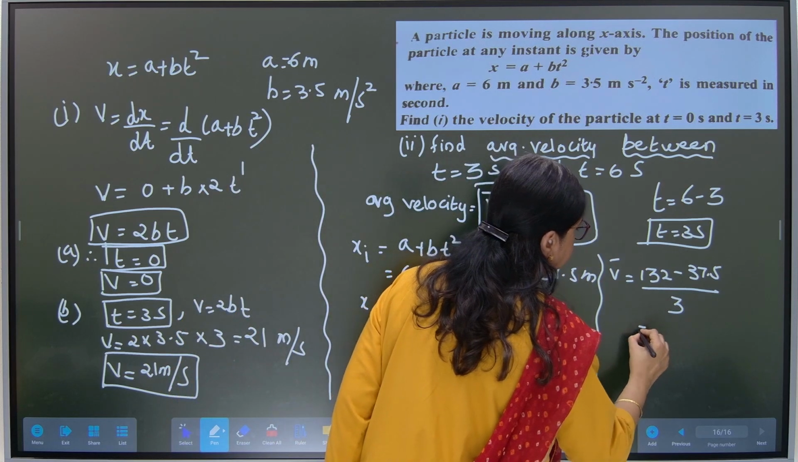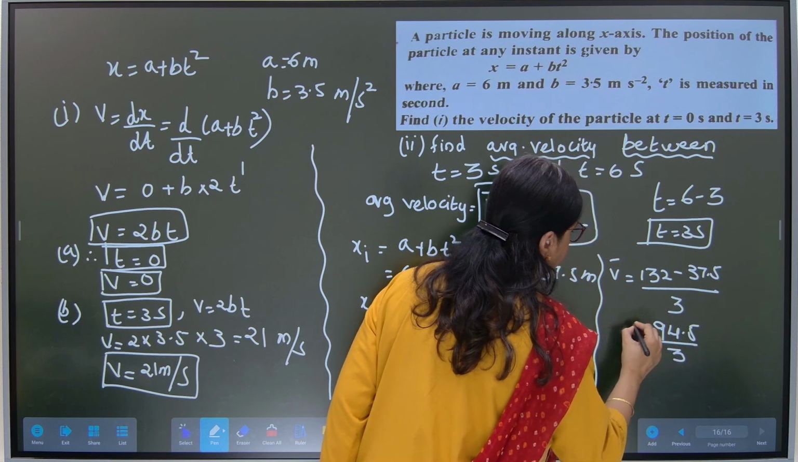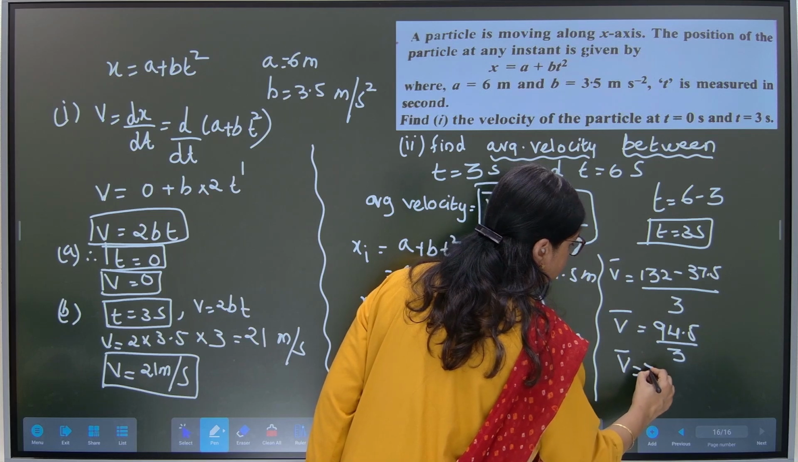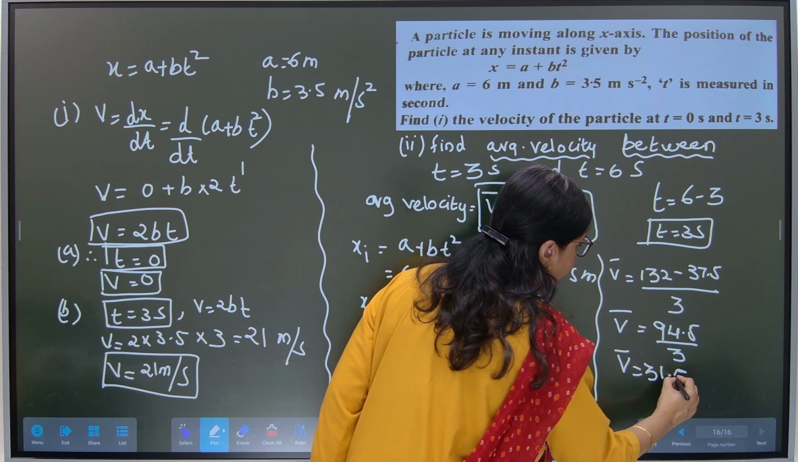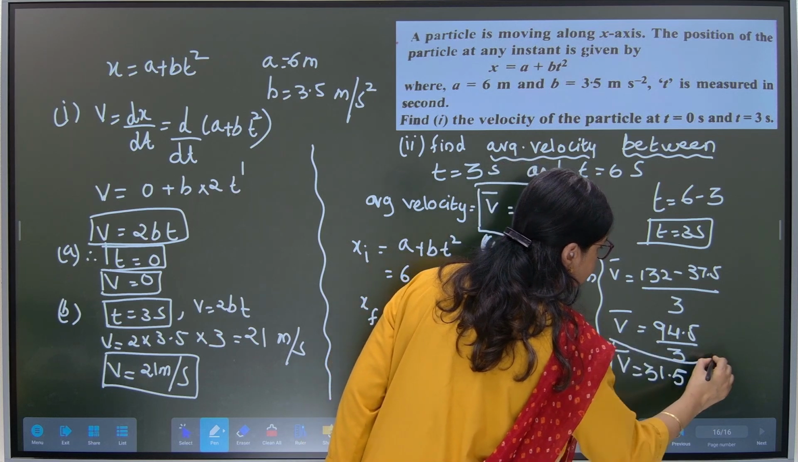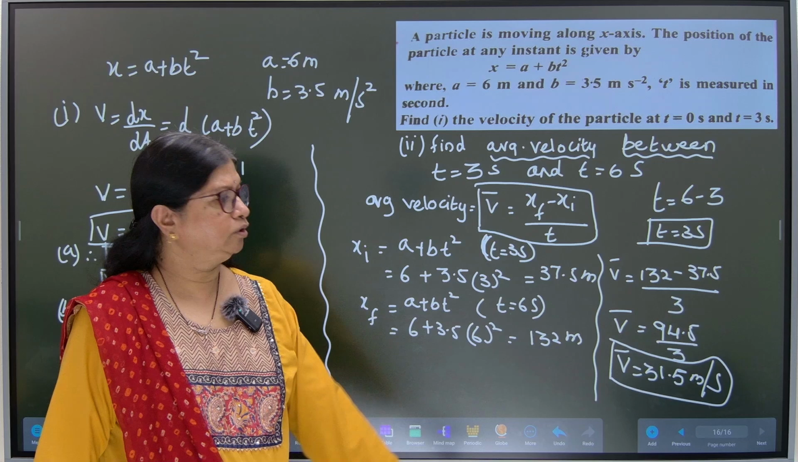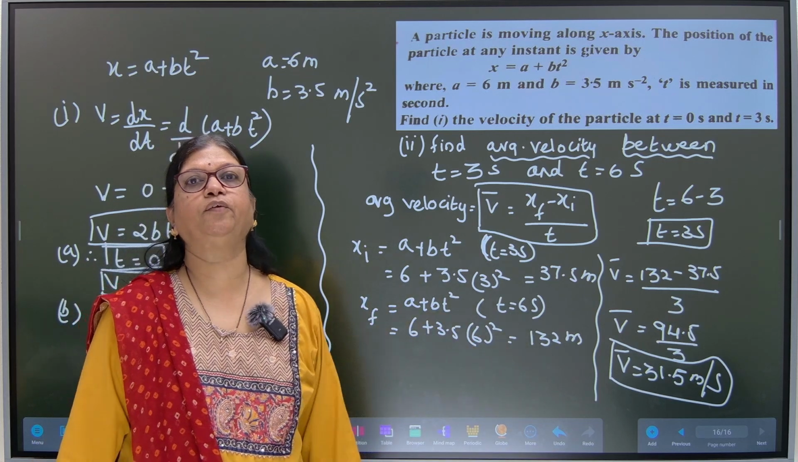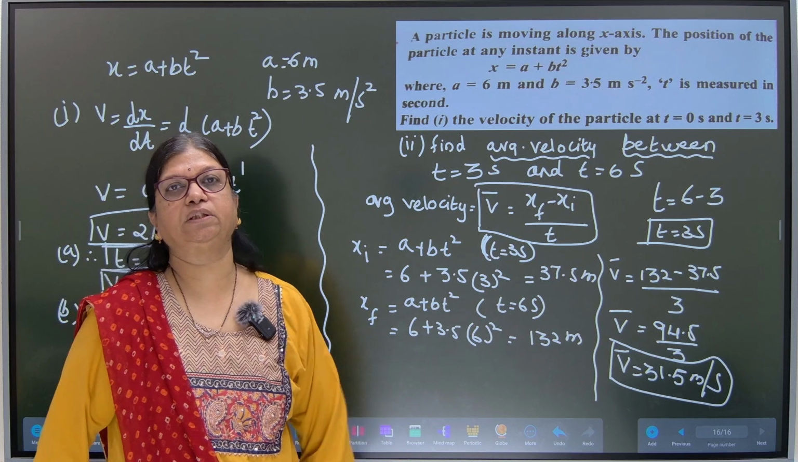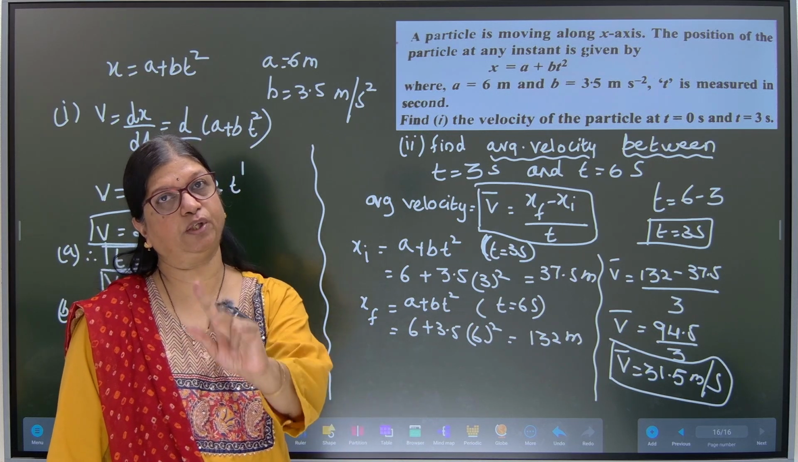So what is my answer here? 94.5 divided by 3. That is average velocity, which is equal to 31.5 meters per second. Simple division can be done. Okay, so average velocity is 31.5 meters per second. That is the second part of the question, where they asked us the average velocity.